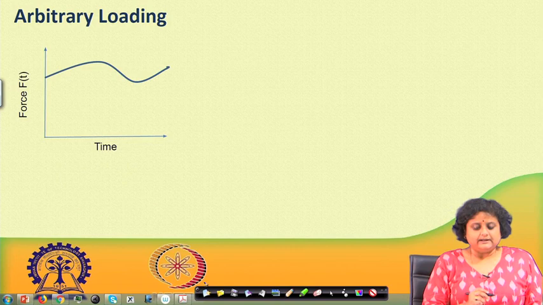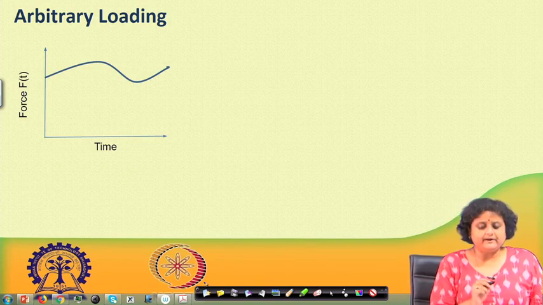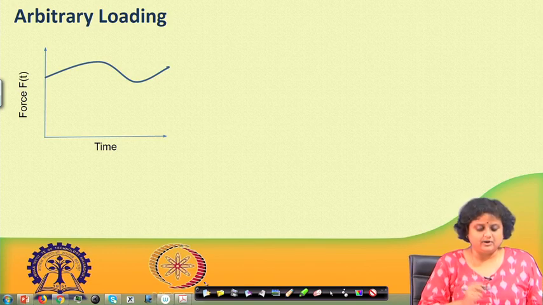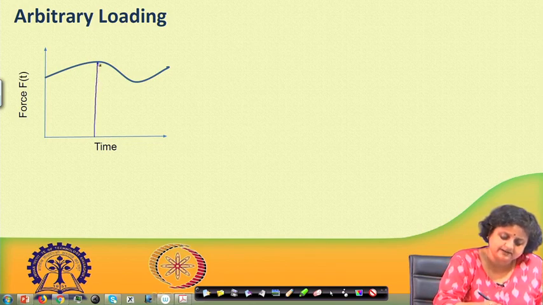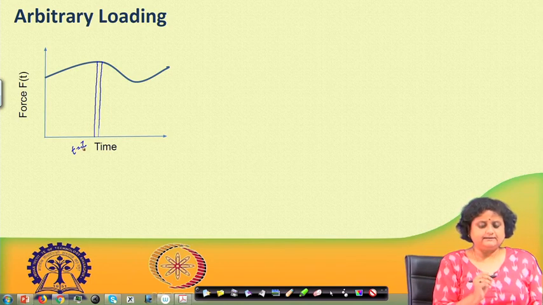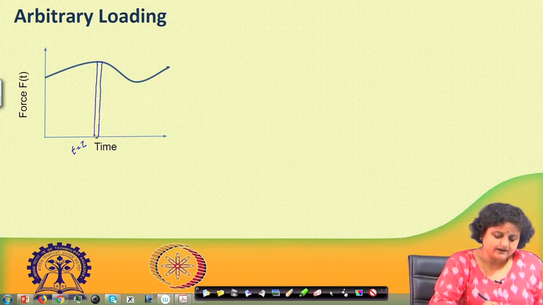So, now let us see how this arbitrary loading can actually be thought of as a summation of several impulse loadings. What I can do is take a very small slice of this load at t equals tau. So, at a time instant t equals tau, I am taking a very thin slice of the load.